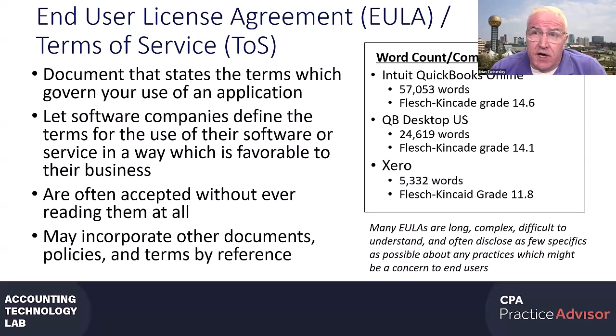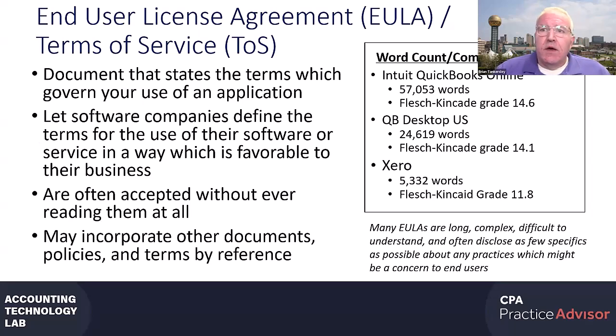Most of you just click on I agree, because you realize that you have very little ability to negotiate this. Now, if you are a big company or a government, you may have the ability to negotiate certain terms away, but other ones may be immobile. Here's the hard part: when we look at the EULA, or the terms of service for QuickBooks Online, it is 57,053 words. And according to Microsoft Word, because I copied and pasted it into it, it is at a Flesch-Kincaid grade level of 14.6.